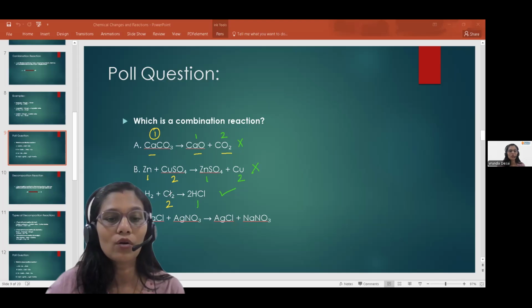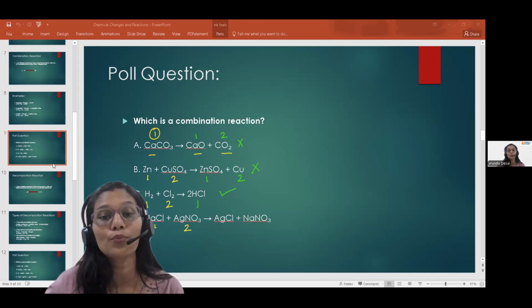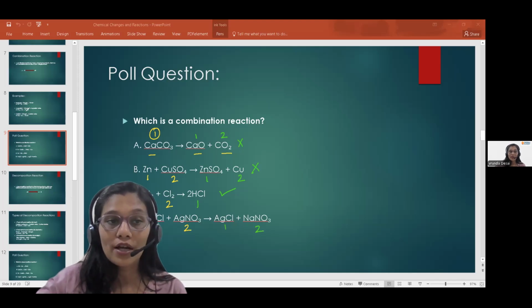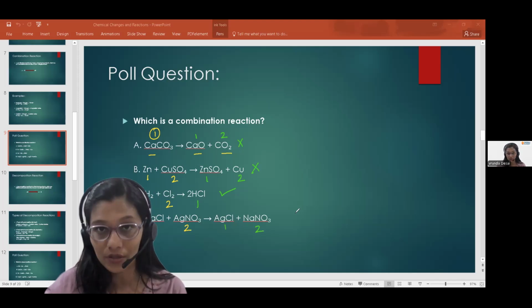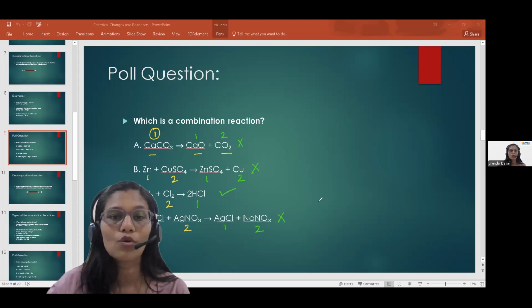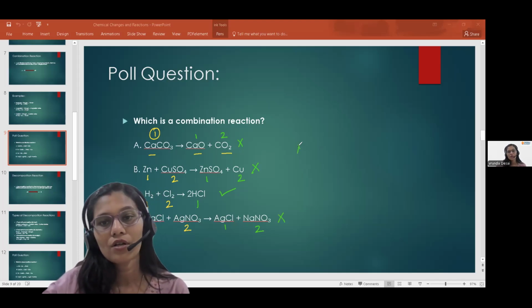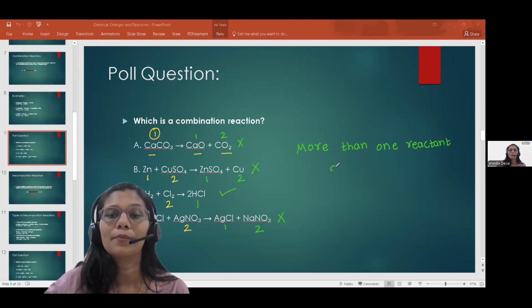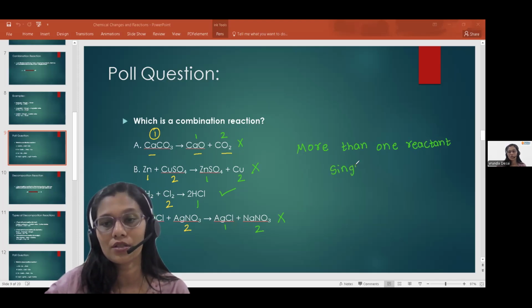Let's see option D also. Here we have two reactants and again we have two products. Right, so we are not having a single product over here. So this is also not a combination reaction. So in combination reaction, we should be having more than one reactant, and when they combine, we will be having a single product.